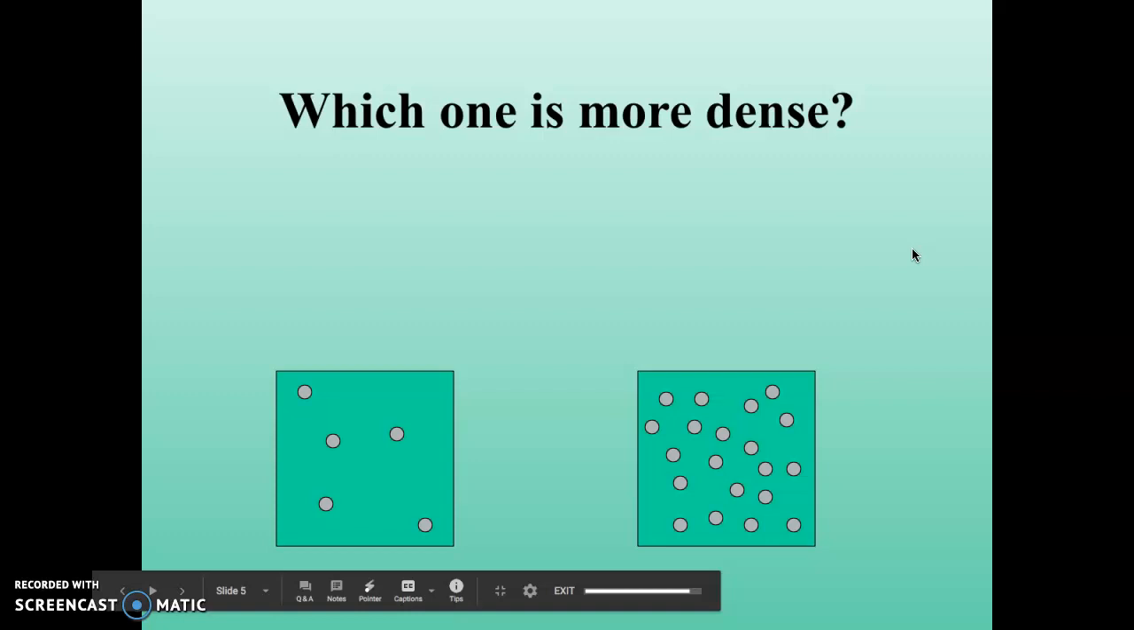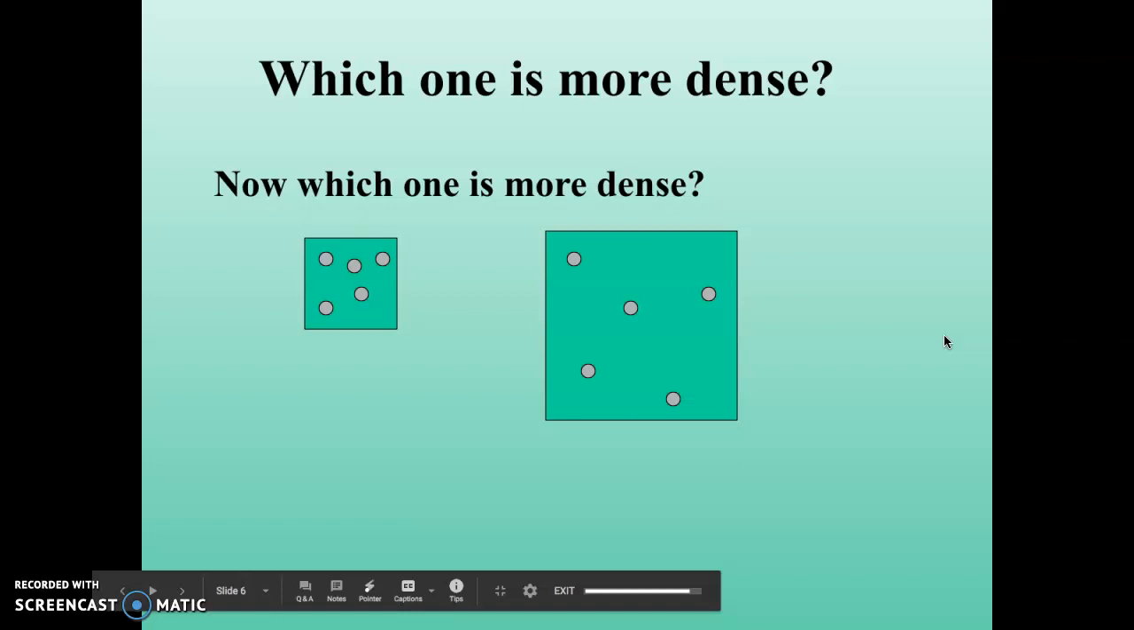Okay, the more dense one is right here. The reason that that's more dense is because there are more, let's call those atoms. There are more atoms packed into the same amount of space as there are over here. So same amount of space, different number of atoms. The one with more atoms is more dense. Pause.